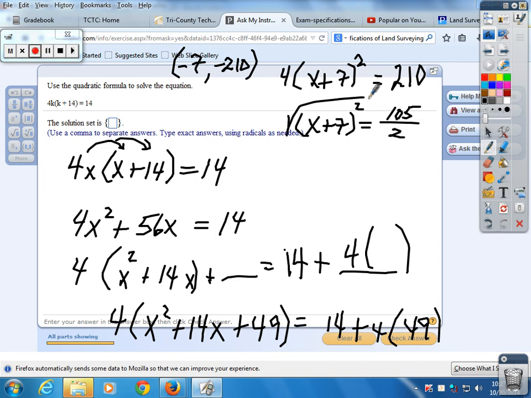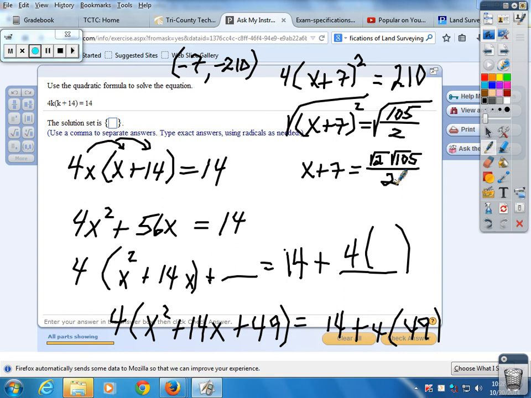And take the square root of both sides. And that's going to give me x plus 7 is equal to the square root of 105 over 2. I went ahead and rationalized the denominator, which will totally confuse half of y'all and probably send you into a tailspin. Square root of 105 over square root of 2. Can't have a radical in the denominator.